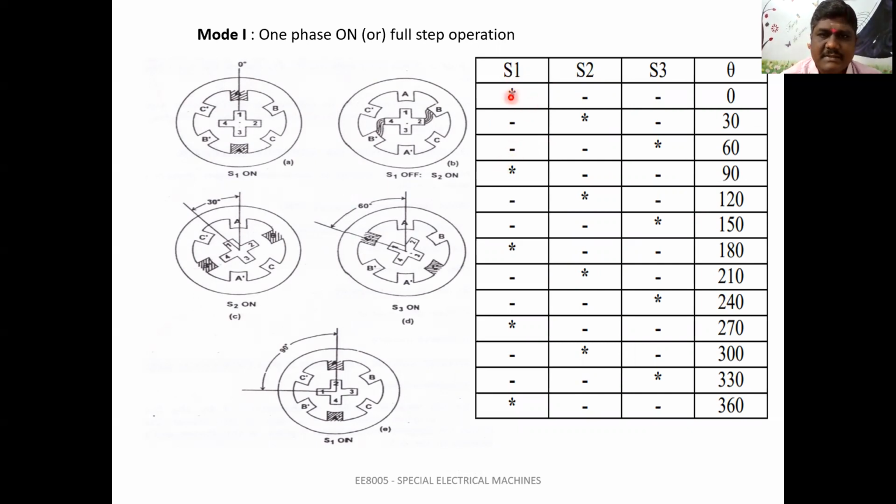Now S1 will be present. I'm putting a star, meaning that it is excited or energized. So S1 means that will be 0°. Only S2 means that will be 30°. Only S3 means that is 60°, and so on. We can continue for a complete revolution, and it will continue after completing one revolution for one phase on. That, we can say, is full step operation.